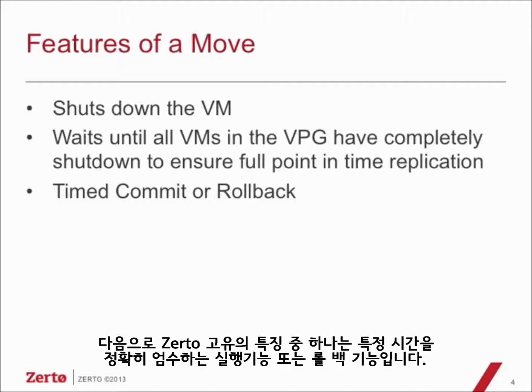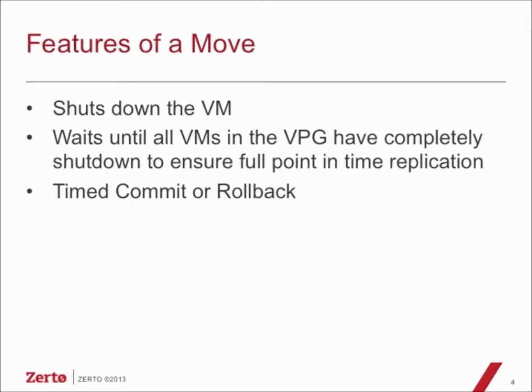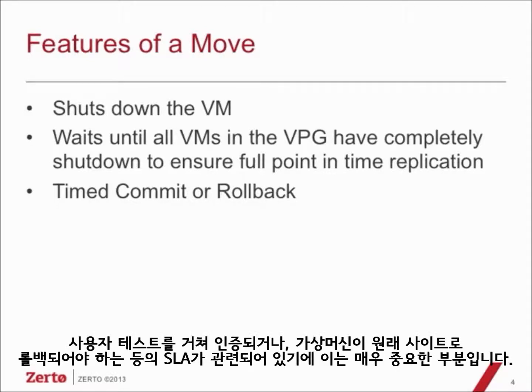Now, something that's quite unique to Zerto is the timed commit or rollback function of a move or a failover. But in this case, we're talking about moves. And what this gives you the ability to do is to automatically set a specific period of time that the move is either going to stay at the target location or it will automatically roll back to the source site. Now, this is very important if you have agreements with application owners or other departments as far as an SLA that the end user acceptance testing has to be complete or the machine has to roll back to the originating site.